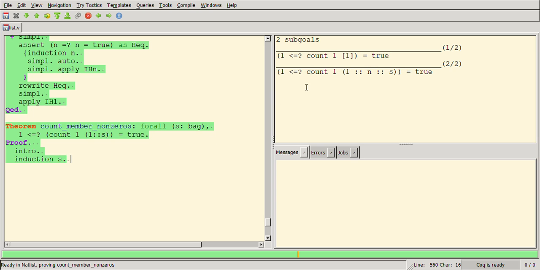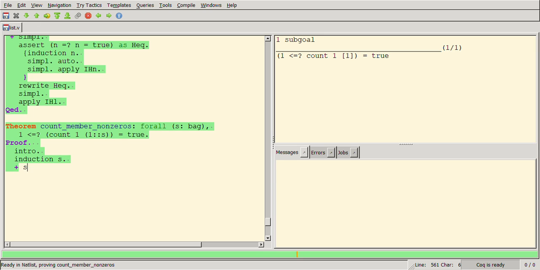S can be null, or it can be non-null. If S is null, then 1 at head of S would give us just a bag with only one element, and that is 1, while in the other case it is non-null, which is shown here. Okay, so we have two cases, two sub-goals, and we want to focus on the first sub-goal.